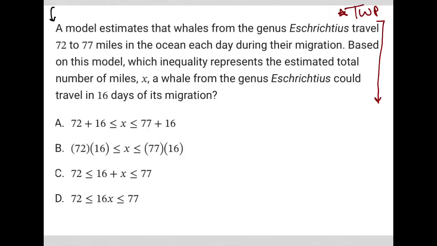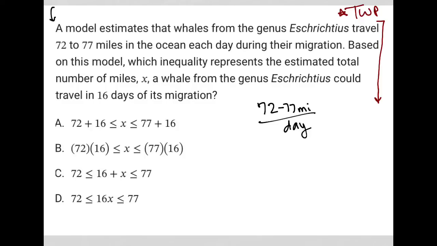So the first sentence says a model estimates that whales from the genus E travel 72 to 77 miles in the ocean each day during their migration. Okay, so 72 to 77, and we're going to say miles per day is our range for the distance that whales travel during migration. Based on this model, which inequality represents the estimated total number of miles, x, a whale from genus E could travel in 16 days of its migration?